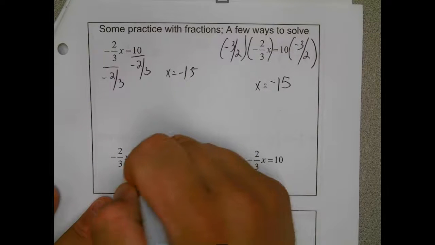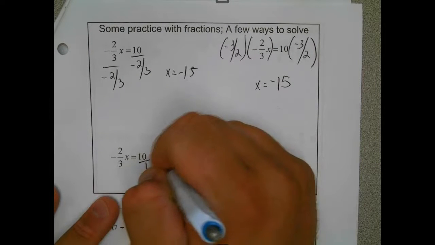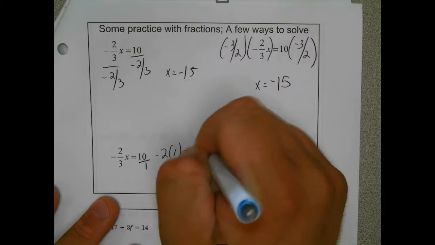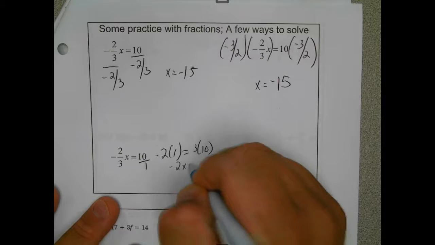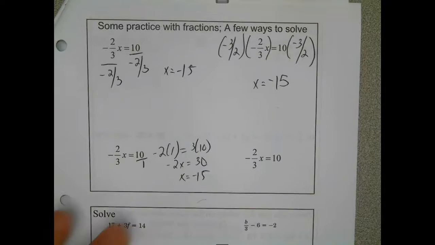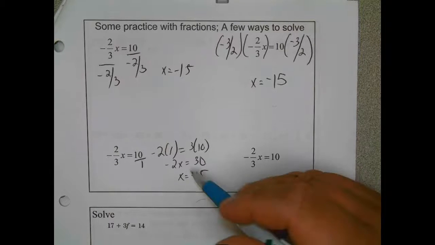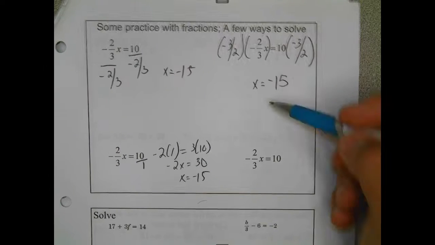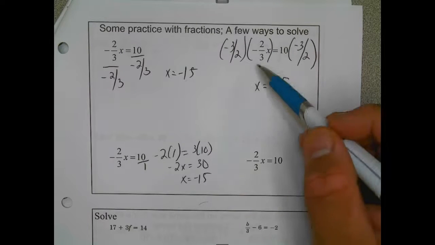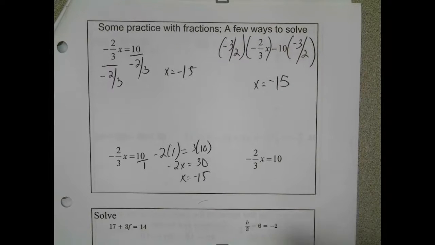You can cross multiply, which is where we do negative 2 times 1 is equal to 3 times 10. Negative 2x is equal to 30. X is equal to negative 15. So there's lots of ways you can handle these, and I've covered 3 of them so far, and can't really remember off the top of my head what the 4th way is, but I'm pretty sure it comes back to the same thing where you're just cross multiplying. So again, you can divide, you can multiply, you can set a proportion and cross multiply. Lots of ways to handle fractions.